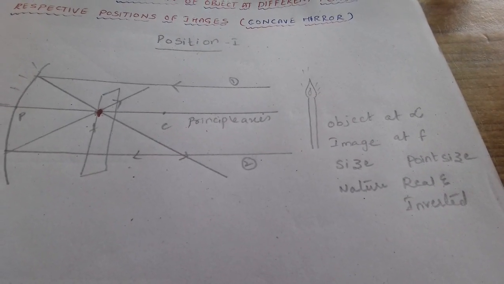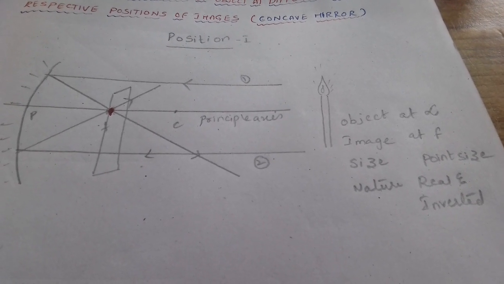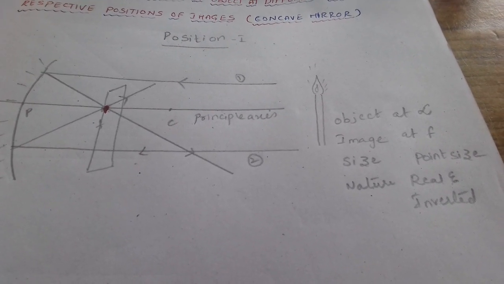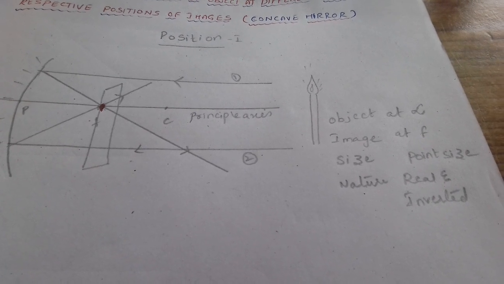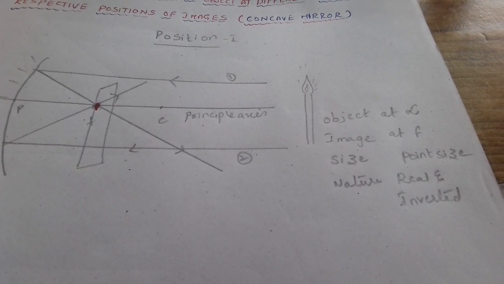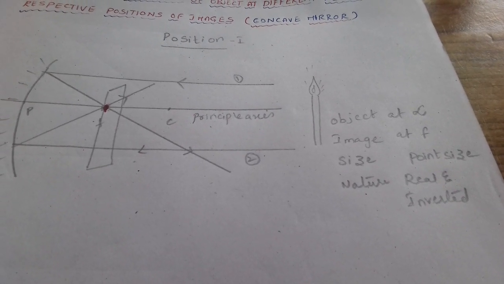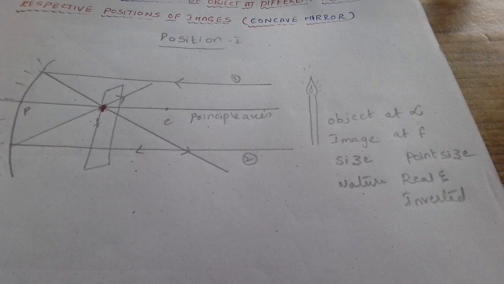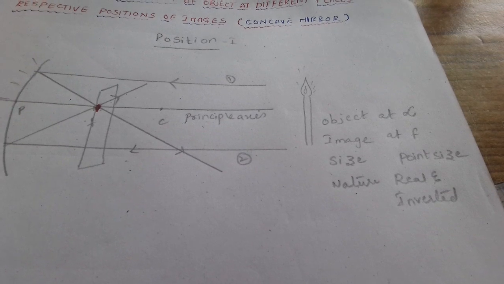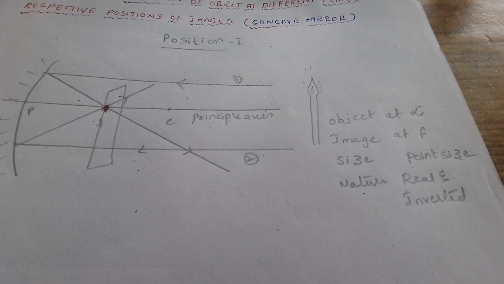If we place a screen near F, we can catch the image on the screen. As the image can be caught on the screen, this is a real and inverted image. And the size of the image will be very small, which we call point sized image. So here altogether we get information about object, image, size and nature. The object is placed at infinity, the image is formed at focus F, the size of the image is point sized, very small, and the nature of the image is real. As it is real, it is inverted.